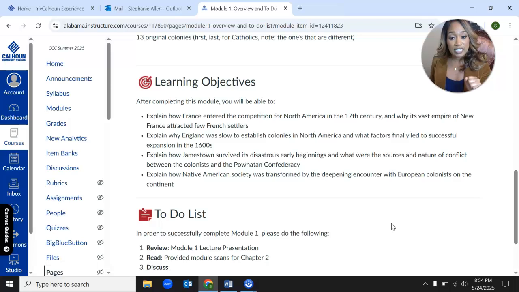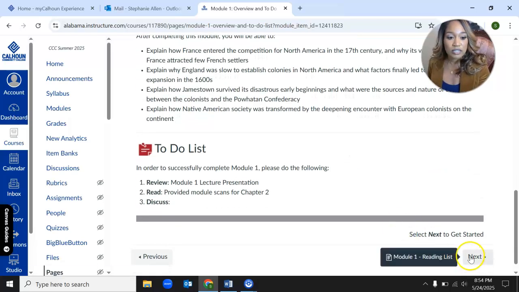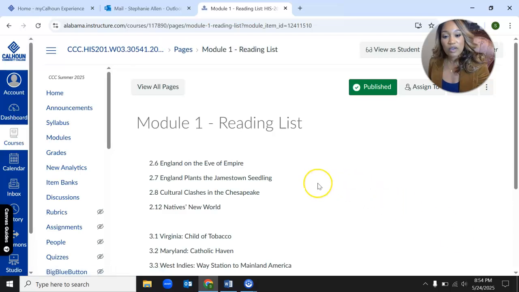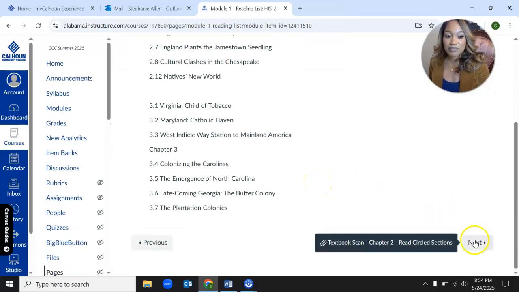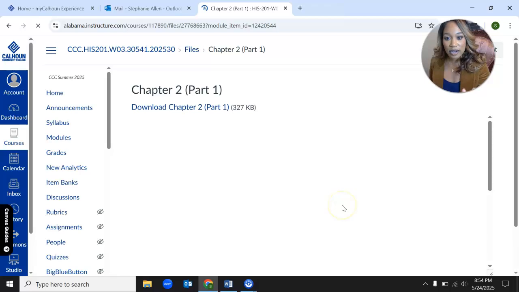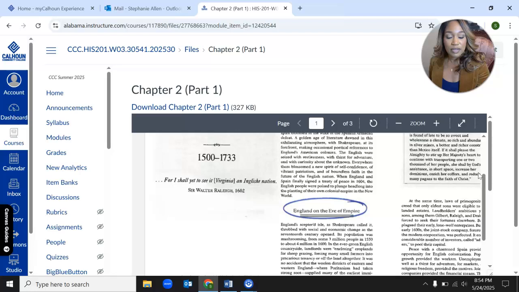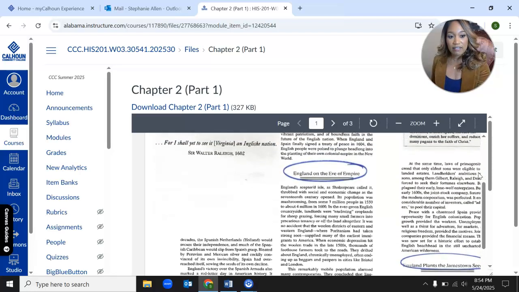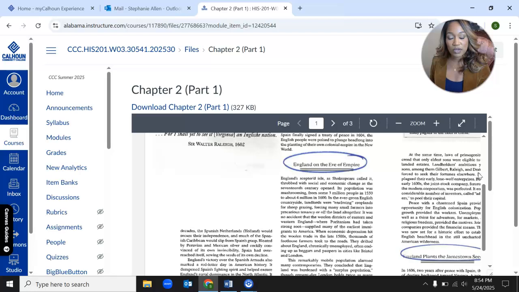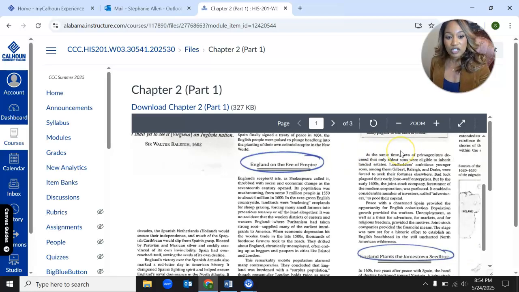You have learning objectives, and you have your to-do list. From there, you also have a reading list. Now, this is where I created something new for you, something I'm trying out. So you actually have scans of your textbook in your course shell. So you are not required to purchase a textbook because I have provided the scans for you. In an effort to make history accessible, I am also circling the sections that I want you to read.